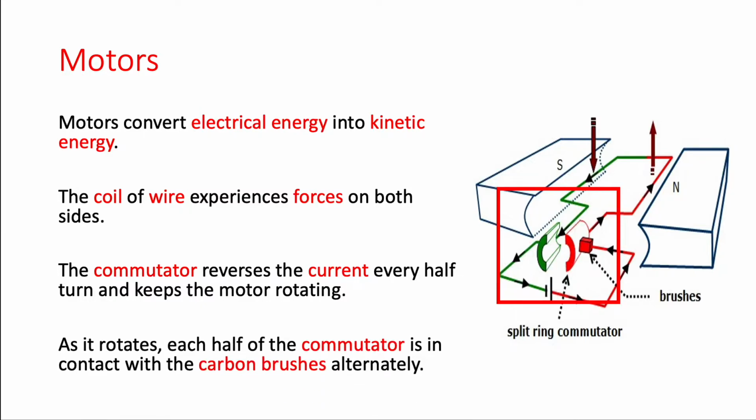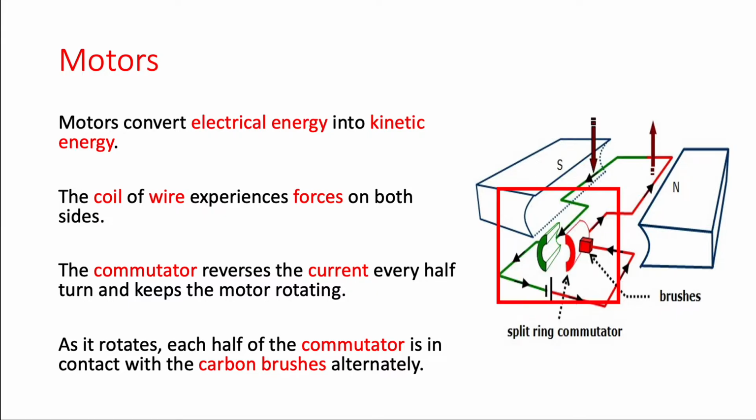It's connected to the brushes, but the brushes stay still. So the brushes and the commutator form the electrical connection so that the electricity can get into the motor. For half of the time, the red half, for example, is in contact with one brush, and the other half of the time, it's in contact with the opposite brush. So for half a turn, each side of the commutator is in contact with one of the brushes, and then that changes during the second half of the turn. So we can say that each half of the commutator is in contact with the carbon brushes alternately.